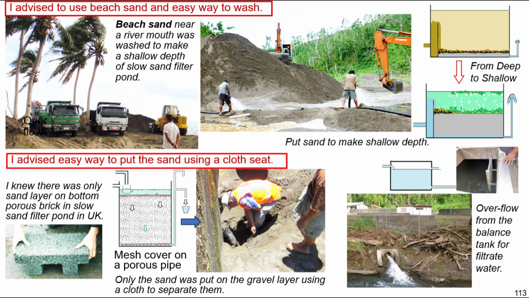By reducing the depth of the slow sand filter from deep to shallow, algae can grow well and the filter pond is less likely to become clogged. As a result, a large amount of filtered water can be produced. The slow sand filter is truly an ecological purification system.